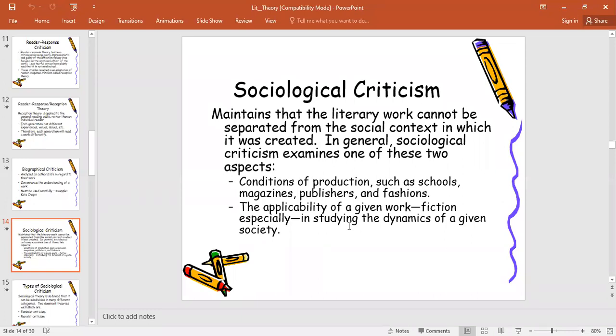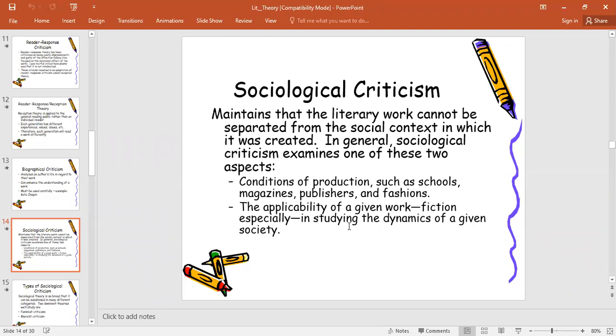Social context means the society in which we are living. In general, sociological criticism examines the following two points. Point number one, conditions of production, such as schools, magazines, publishers, and fashions. Point number two, the applicability of a given work of fiction, especially in studying the dynamics of a given society.